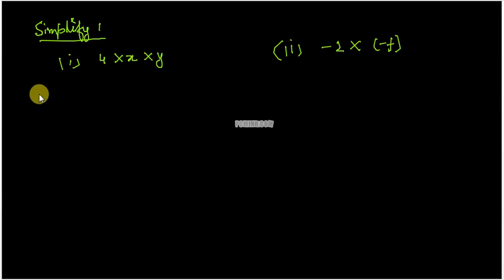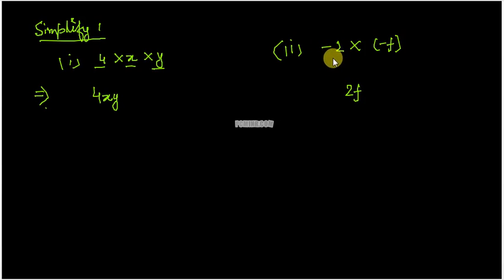Let's look at these simple monomials. I've picked two examples from your textbook. 4 times x times y simply means the product, and when you simplify, this is the expanded form. You are multiplying them, but because this is a number and these two are variables, I can't multiply them into a single number. I will get 4xy. Similarly here, I have minus 2 into minus f. It simply means the product 2f.